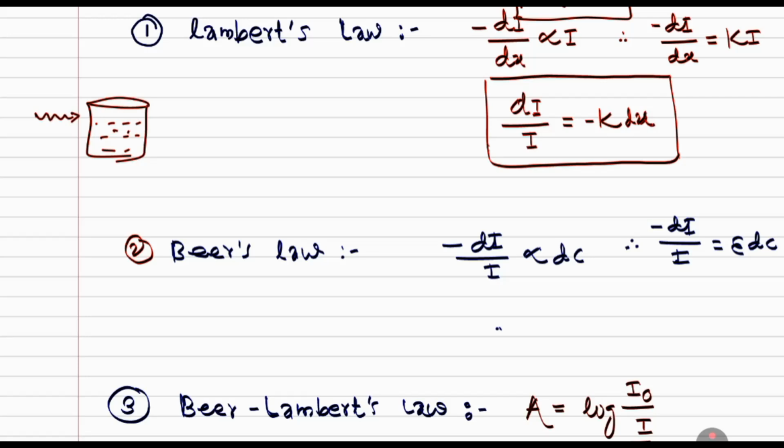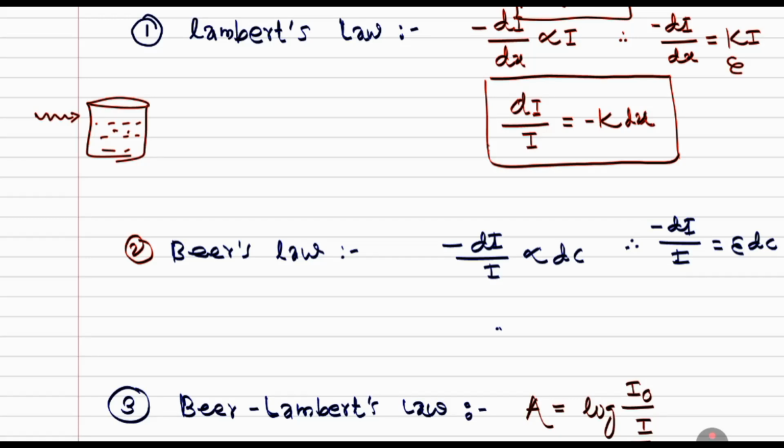So that means minus dI by dx is proportional to I. That means minus dI by dx is equal to kI, where k is a constant. We can also call it the molar extinction coefficient, that is epsilon, okay. That equation can also be written as minus dI by dx is proportional to I, and minus dI by dx is equal to kI, or epsilon I.